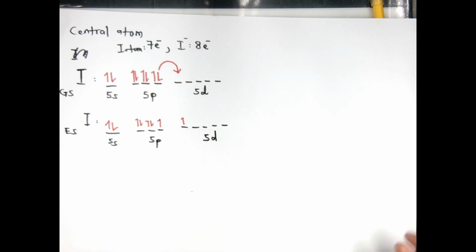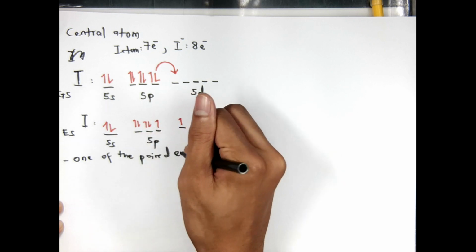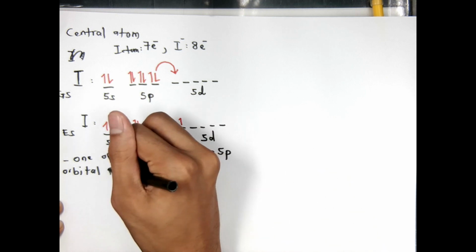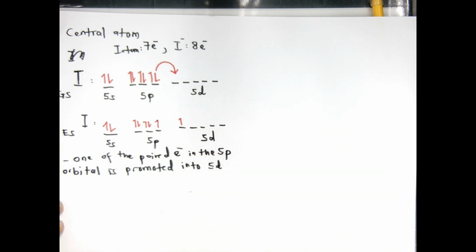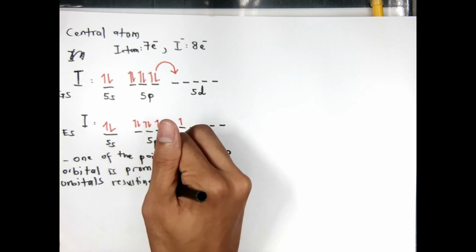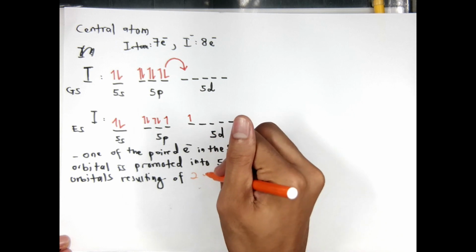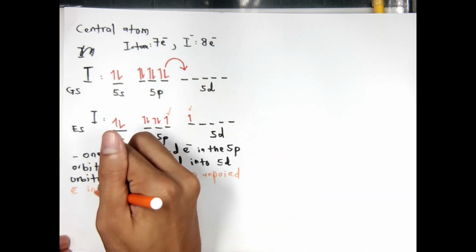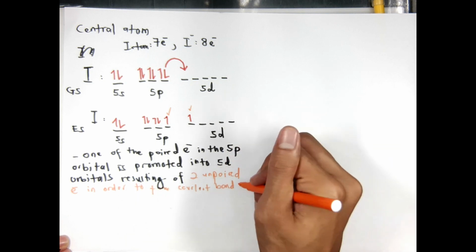For the explanation, you can say that one of the paired electrons in the 5p orbital is promoted or excited into the 5d orbital, resulting in 2 unpaired electrons, which is here and here, in order to form covalent bonds with chlorine.